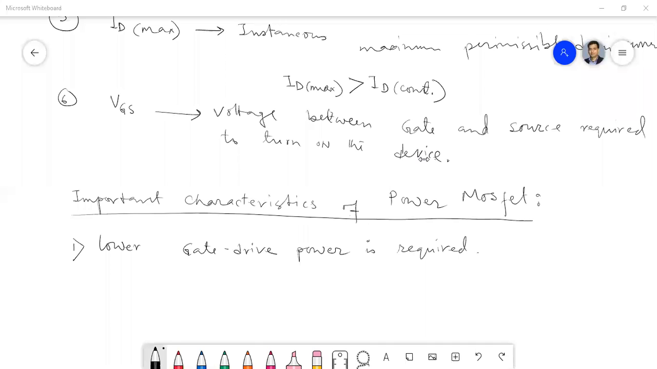Let me ask Sheosh Khatri. Sir, can you explain this point? Lower gate drive power is required. Yeah.